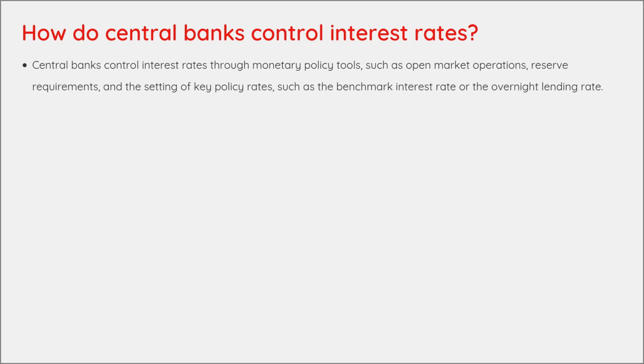How do central banks control interest rates? Central banks control interest rates through monetary policy tools, such as open market operations, reserve requirements, and the setting of key policy rates, such as the benchmark interest rate or the overnight lending rate.